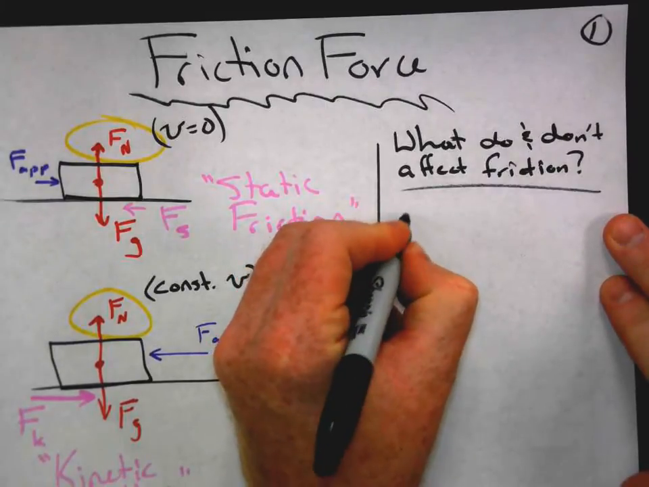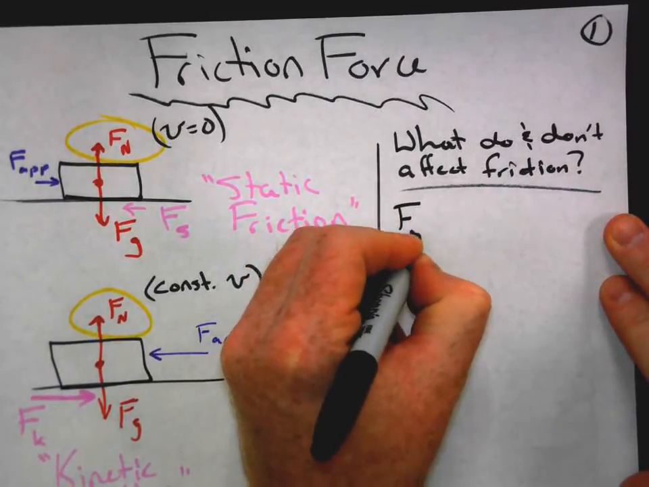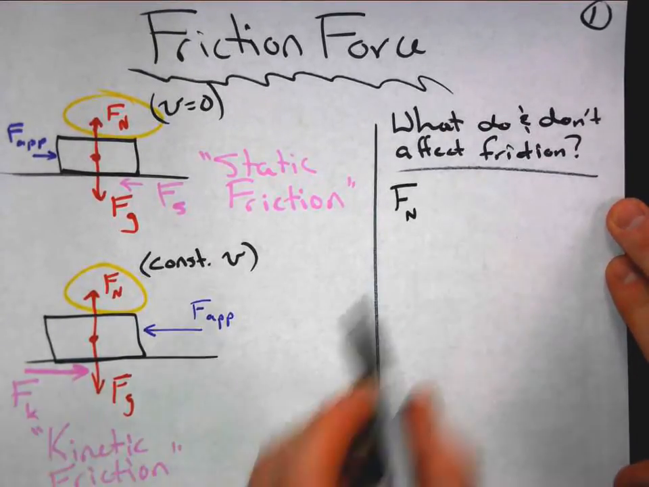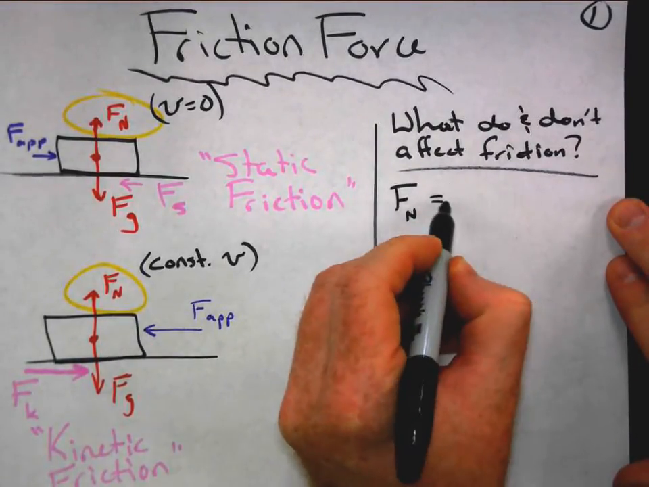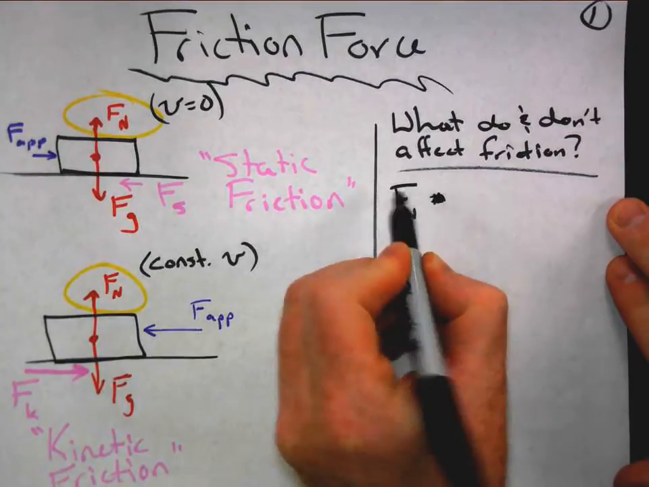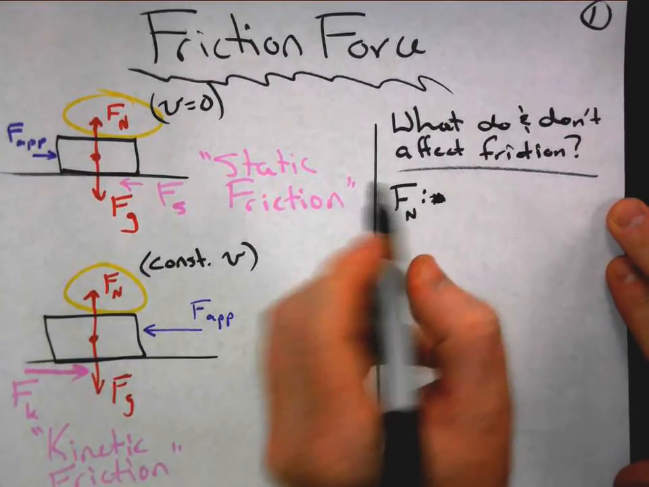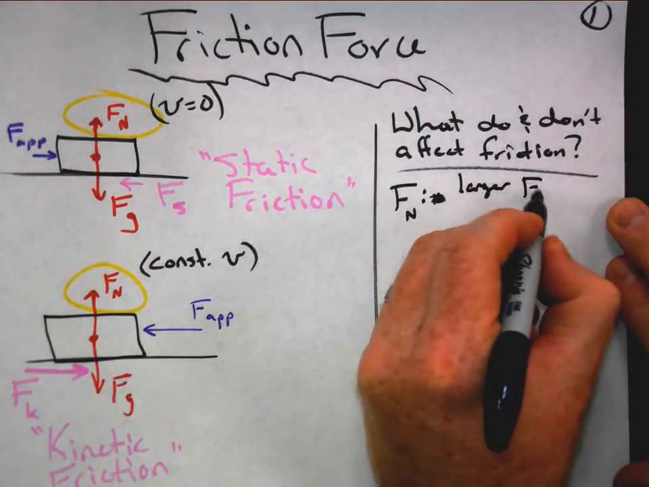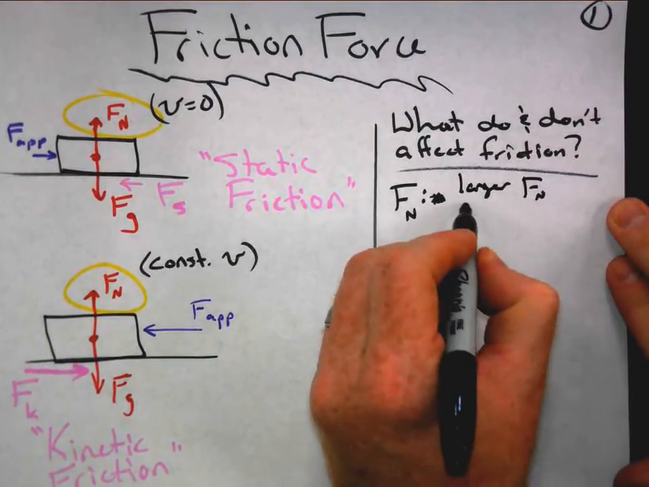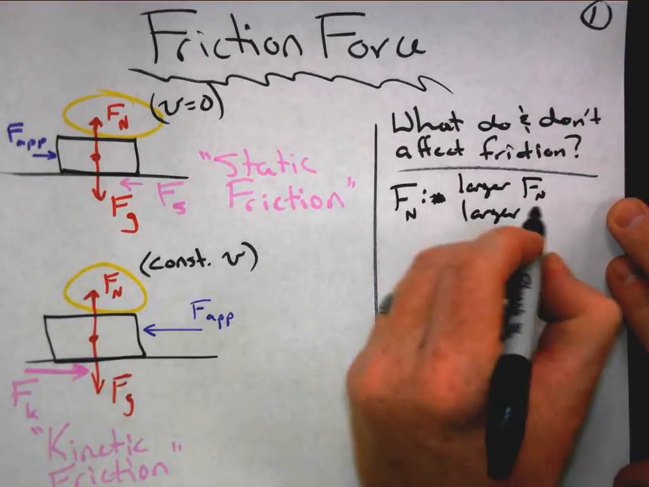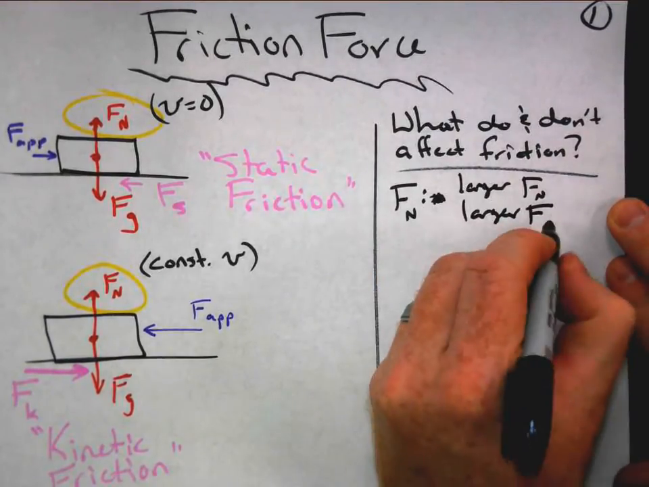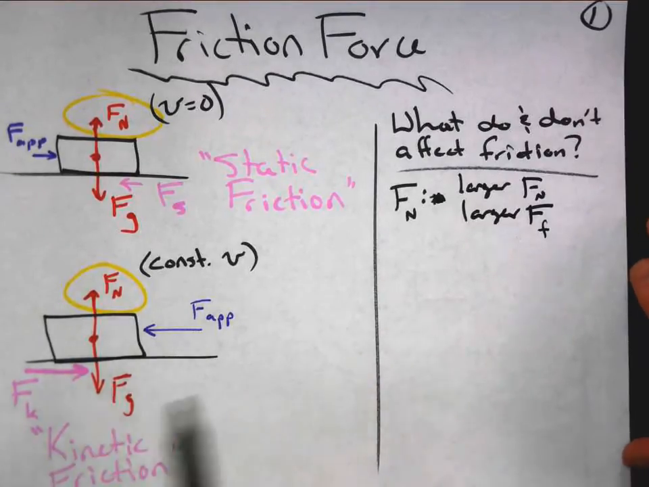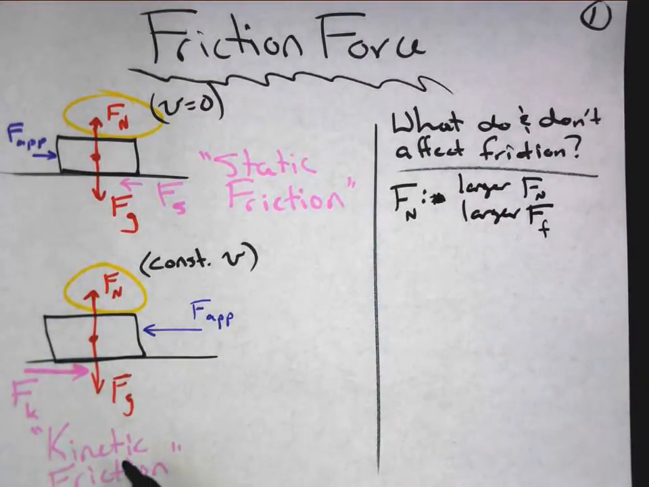But we've got to train ourselves to think about normal force. The amount of friction does depend on normal force. No, sorry, not an equal sign. I don't want to do an equal sign. So with normal force, larger normal force, larger friction force. I'll just use a lowercase f here for friction force. And that's true with static friction and with kinetic friction both.